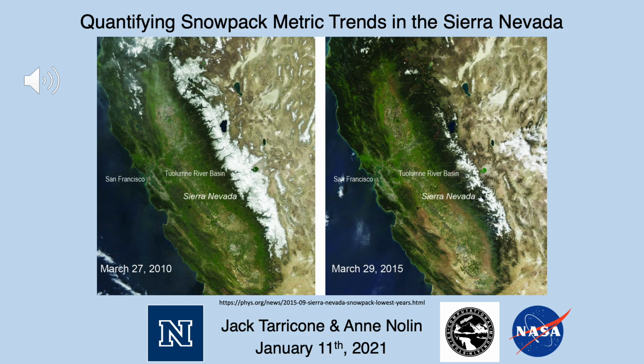Hello, my name is Jack Tarricone, and I'm a second-year PhD student at the University of Nevada, Reno with Dr. Ann Nolan. Today I'm going to be talking about my research project titled Quantifying Snowpack Metric Trends in the Sierra Nevada. The MODIS image displayed on this page shows the interannual variability in the snowpack in the Sierras. This project will hope to investigate to see if there's any trends in this interannual variability.